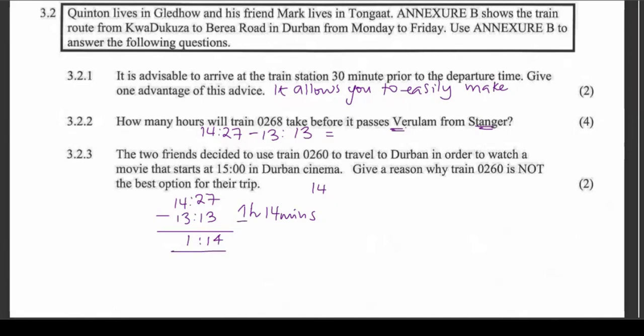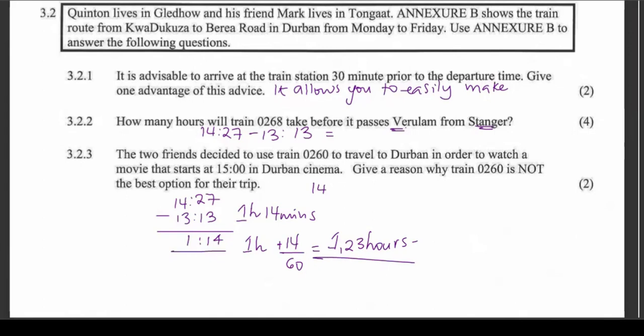1 hour, 14 minutes. They're asking you how many hours will it take? So that means the 14 has to change. Because this is already 1 hour, plus 14 divided by 60. So you end up having the answer as 1 plus 14 divided by 60. So in hours, it's 1.23 hours.